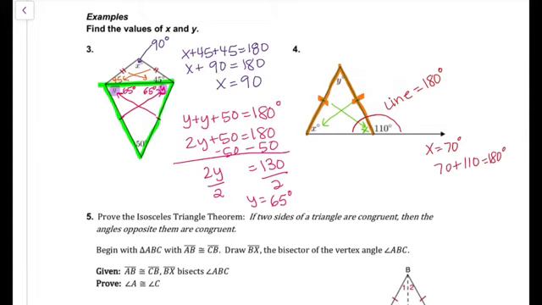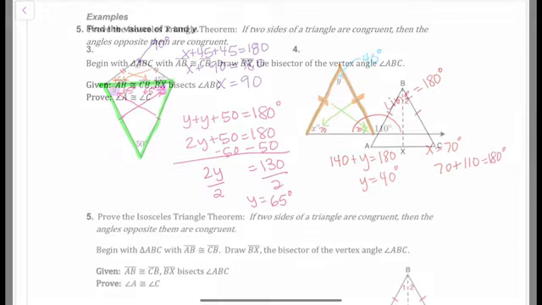So since one of those base angles is 70, the other is also going to be 70. If you add those two 70s together, you get 140 degrees. 140 degrees plus 40 will give us 180, so that y angle up top is going to be 40 degrees.